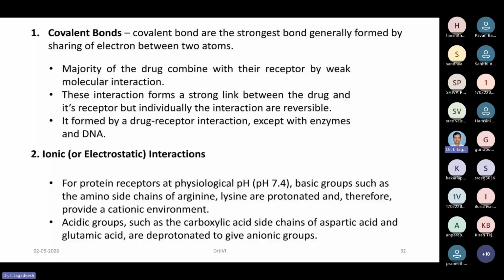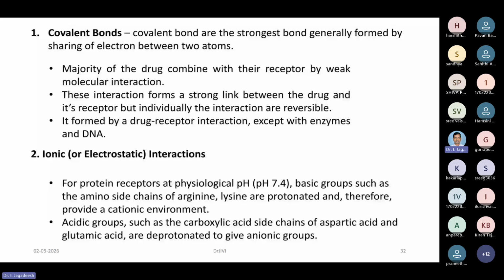The second interaction is ionic and electrostatic interaction. Most of the time, the biological pH of the plasma where our drug is traveling is 7.4, and 99% of the time we have drugs which are weakly acidic or weakly basic in nature. The basic groups present at the interaction site are the amino acid chains of arginine and lysine. They are protonated, so they provide a cationic environment, because they have an NH2 primary amine, and when protonated they will have a tertiary amine.